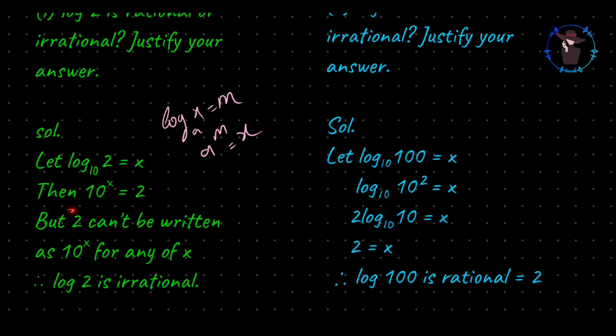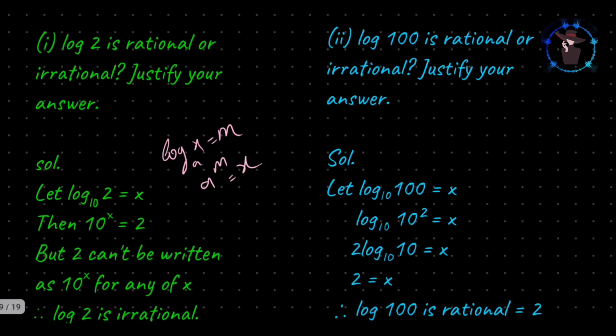Is it true? No. No matter what value we take here, either 0, 1, 2, 3, and so on. 10 power of 0 is 1. 10 power of 1 is 10. 10 power of 2 is 100. It is never 2. But 2 can't be written as 10 power of x. Exactly. These two are not equal. So it is irrational. Log 2 is irrational.